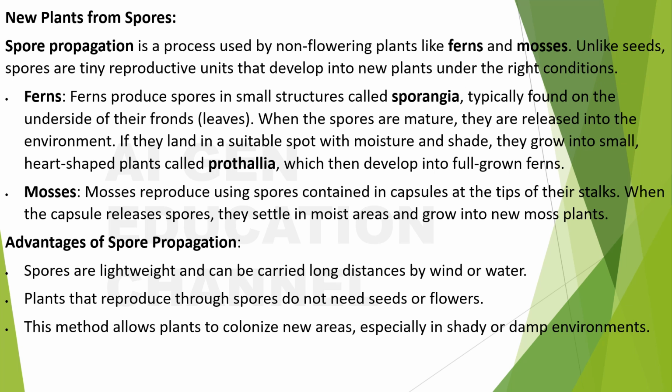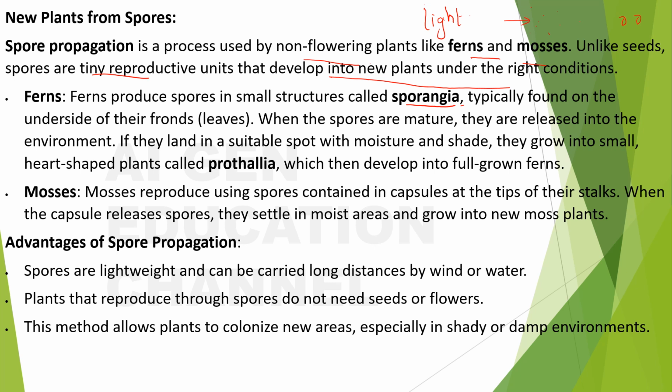So next is spore propagation. It is a process used by non-flowering plants like ferns and mosses. Unlike seeds, the spores are tiny reproductive units that develop into new plants under the right conditions. Seeds you can easily see with your eye, but the spores are so tiny that you can barely see them. As they are tiny, you can understand that they will be light in weight and can travel long distances, right? Next, ferns produce spores in small structures called sporangia.